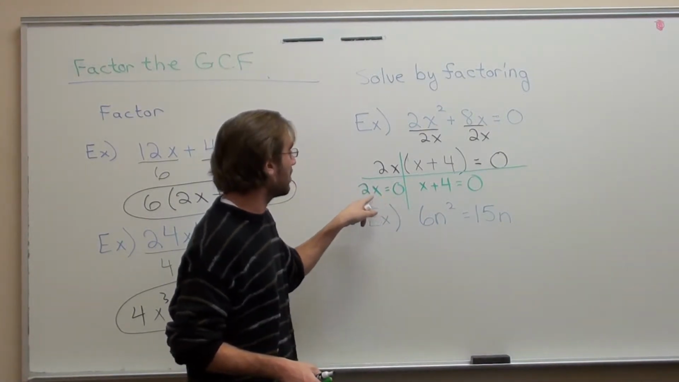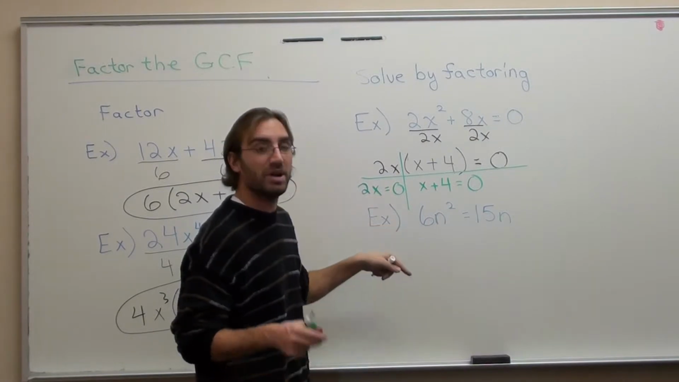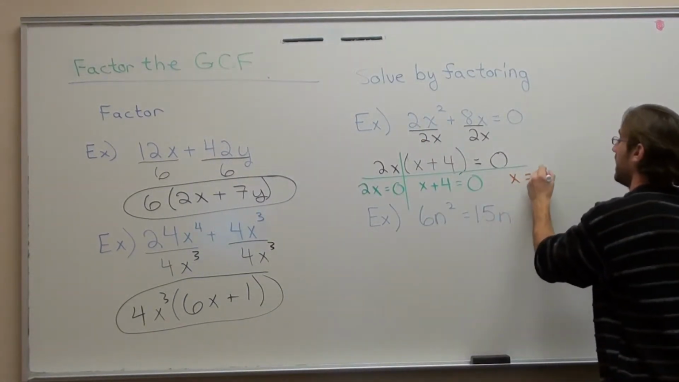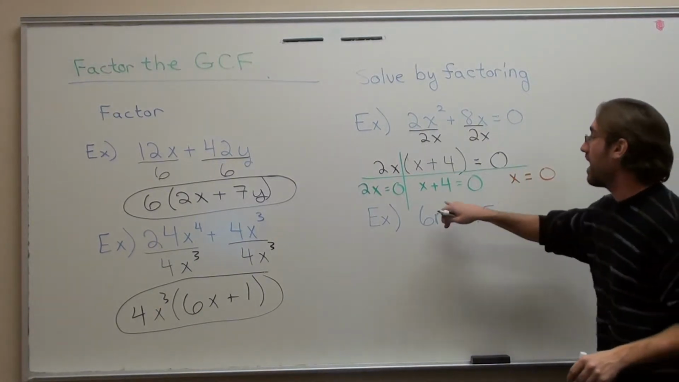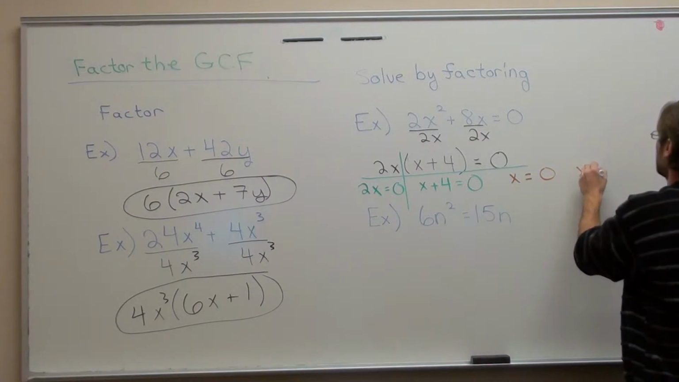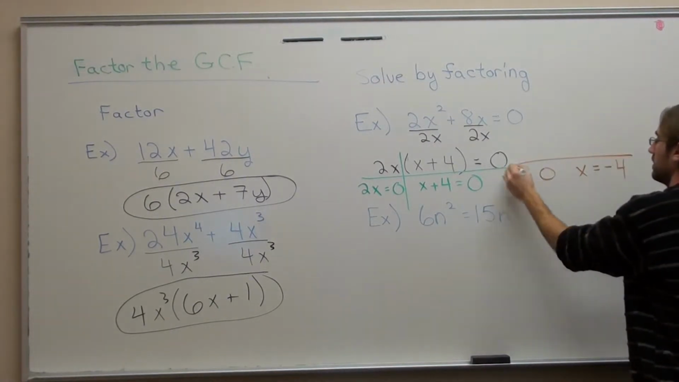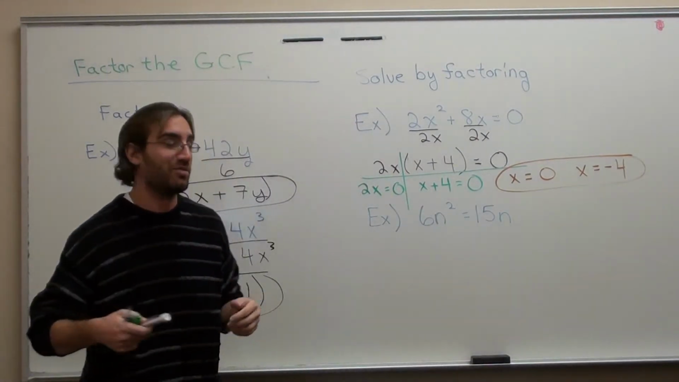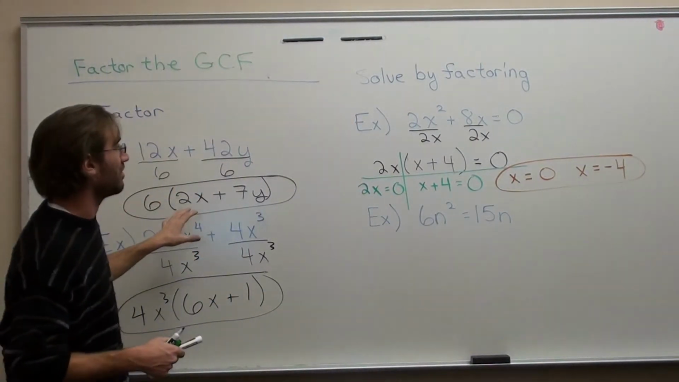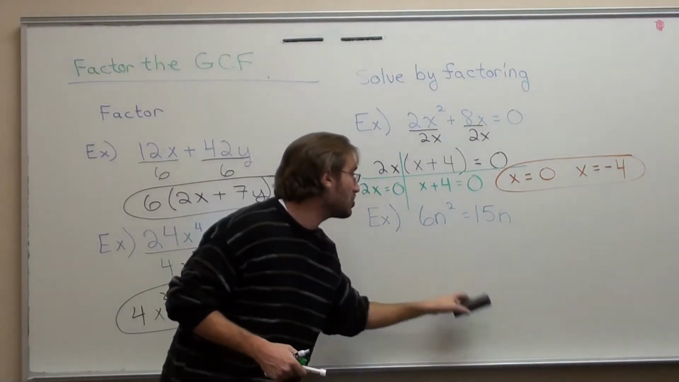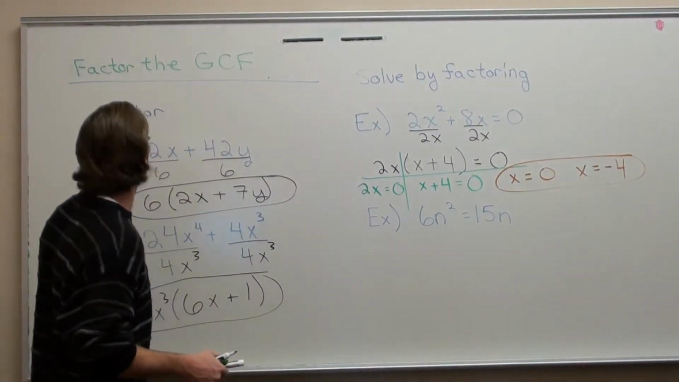So 2x equals 0, divide by 2, 0 divided by 2 is 0. So, since I have no room, x equals 0, and I subtract 4 on each side, x equals negative 4. Those are my answers. Now, as I said, since I don't have much room, I'm going to erase these problems and put this one over here. But you have 6n squared equals 15n.